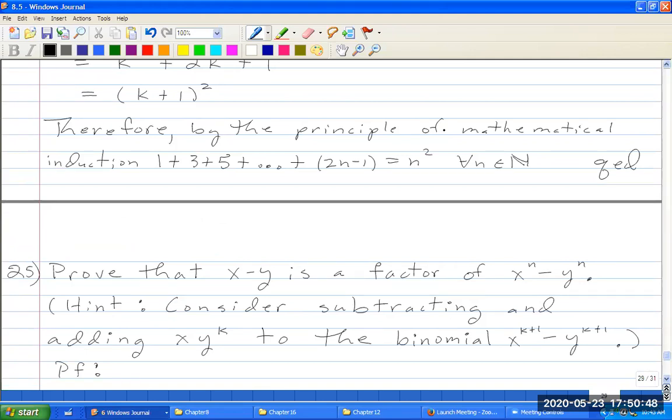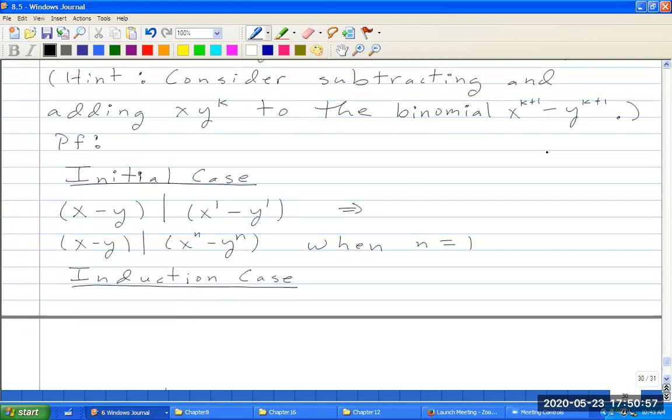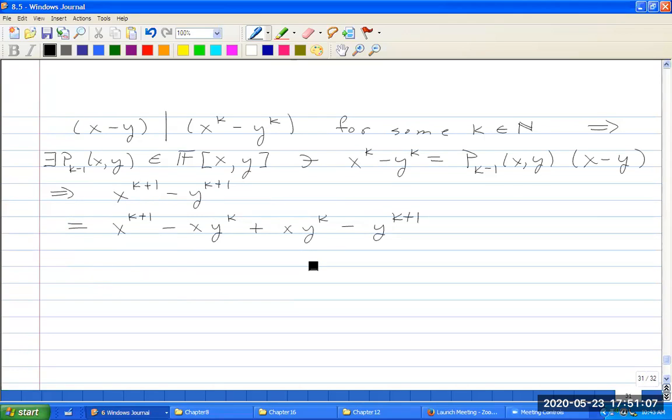So they said here, consider subtracting and adding x y to the k to this x to the k plus 1 minus y to the k plus 1. So that's all I've done here. I've just done what they told me, to subtract x y to the k, and then add it back. So I've subtracted something and I've added it back. So in total, I've done nothing to this.